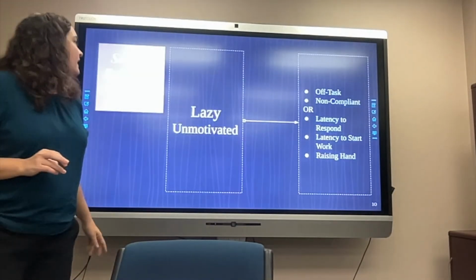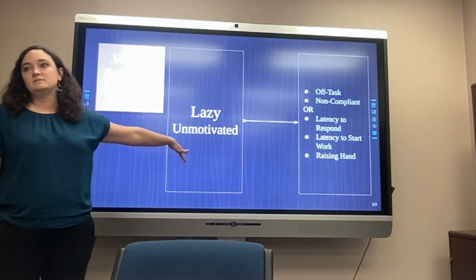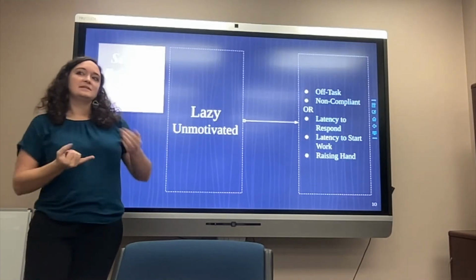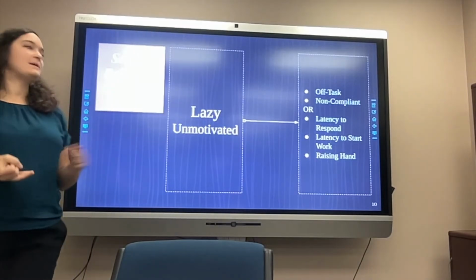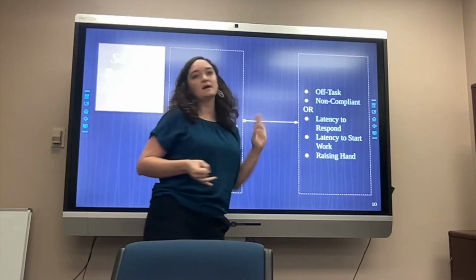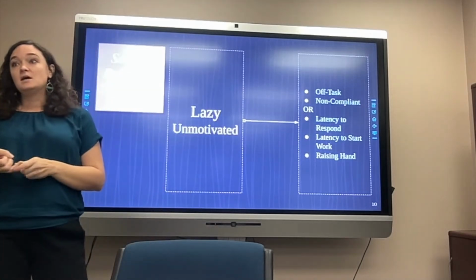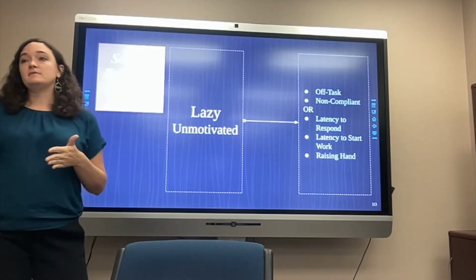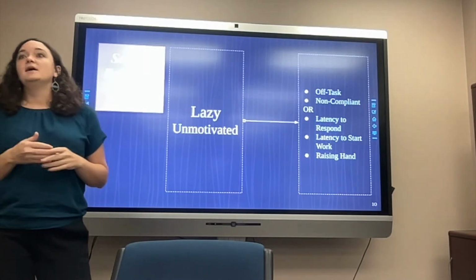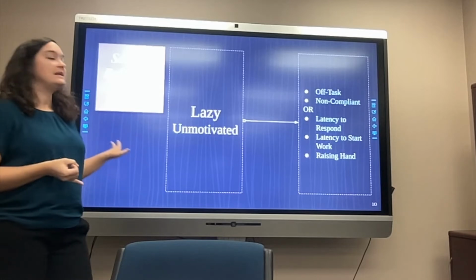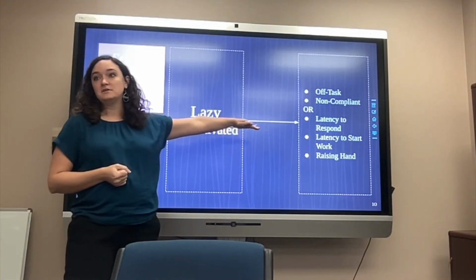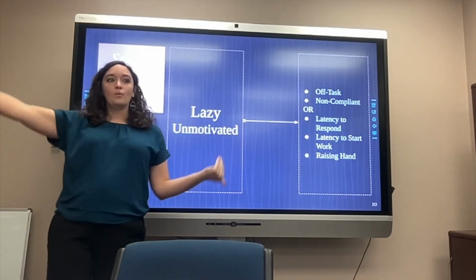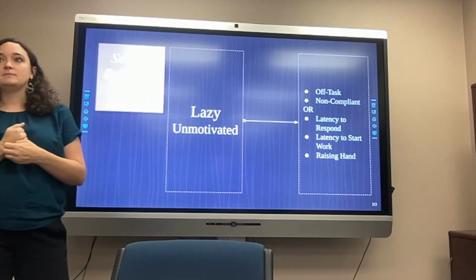Another example, if a student is lazy or unmotivated, if I saw that, I would say, how do you know? That's an assumption that we're making. So you might say instead they're off task. Or, I need to change this because I don't like this term anymore, but non-compliant. So you might say they're not following directions. Or if they're in a job setting, they might not be fulfilling their responsibilities. You might also talk about latency to respond. If they're given a direction, how long does it take them to fulfill it? They might eventually do it, but it might take them way too long to engage in that behavior.